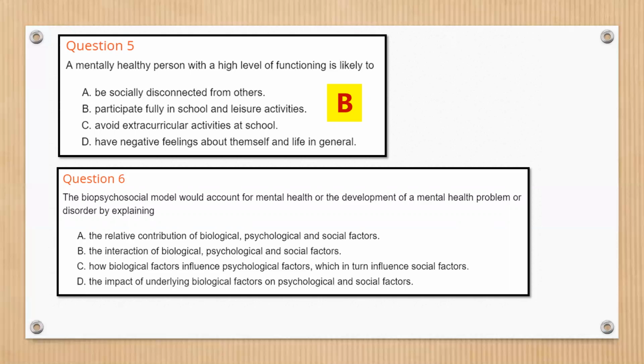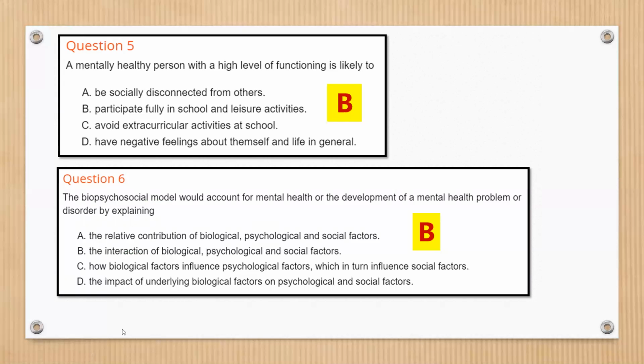Question 6, the biopsychosocial model would account for mental health or the development of a mental health problem or disorder by explaining. And there's a key word here that we need to look out for, and that key word is interaction. Okay, so the best answer here should be B, because it says the interaction of biological, psychological, and social factors. And remember, I was saying that whenever we talk about the biopsychosocial model, the word interaction and the word holistic are key words connected to that model. So if you're ever asked to give a definition of the biopsychosocial model, you should be including those two key words in that definition.